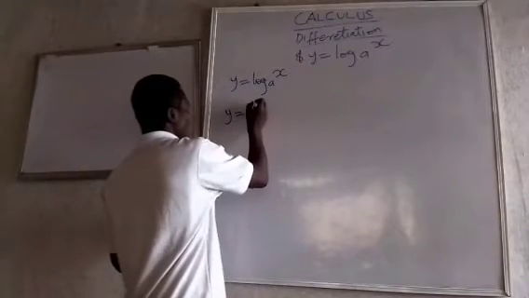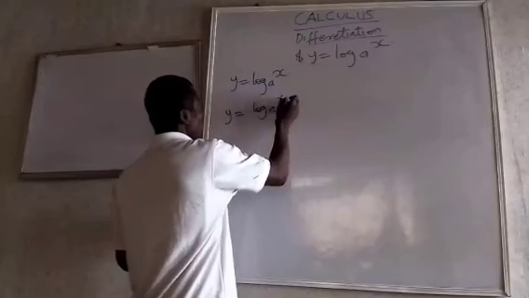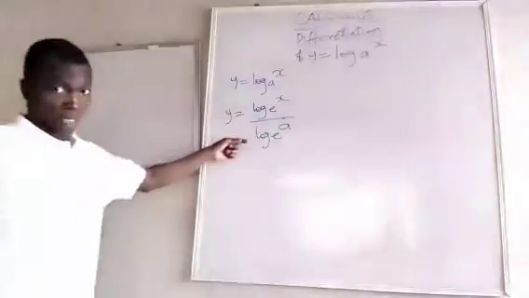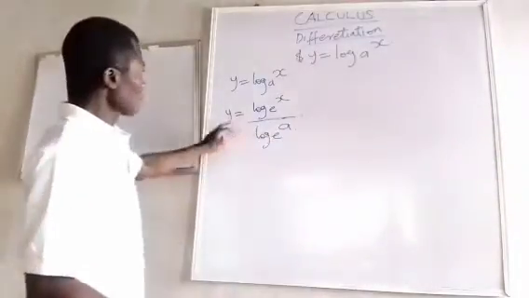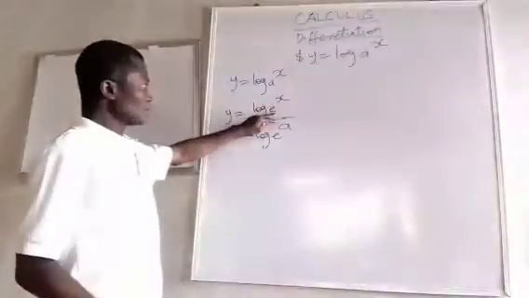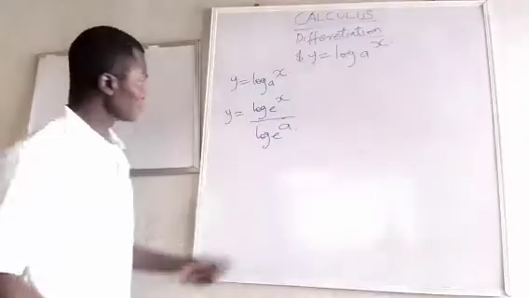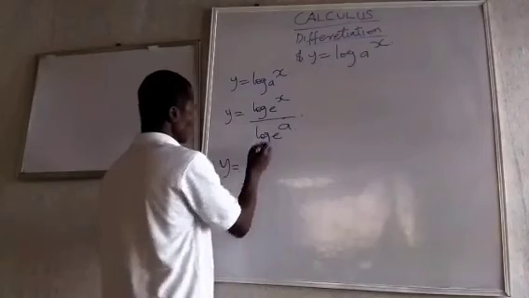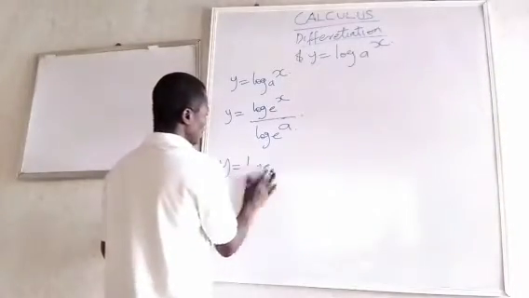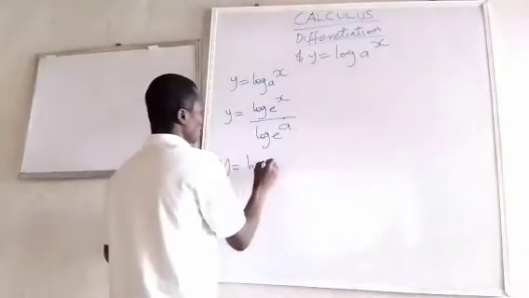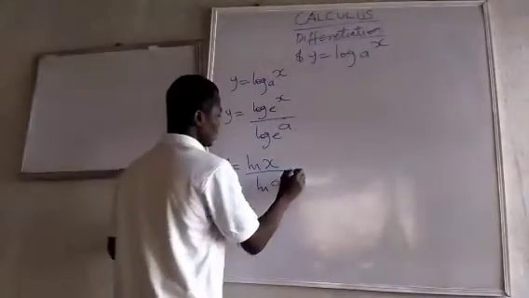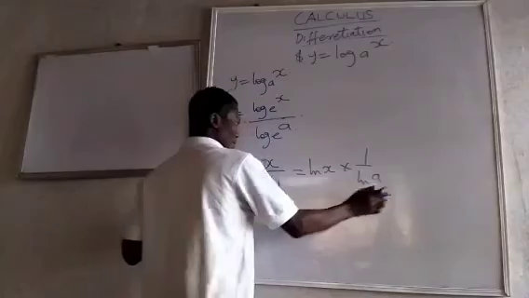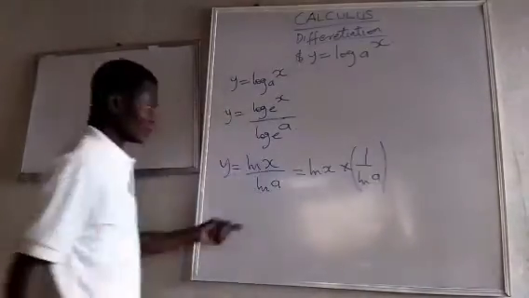Y will be equal to log_e x over log_e a. Remember the change of base of logarithm: y is equal to log x to the base e over log a to the base e. So y will be equal to ln x over ln a, which is equal to ln x times 1 over ln a. You can see ln a stands as a constant.